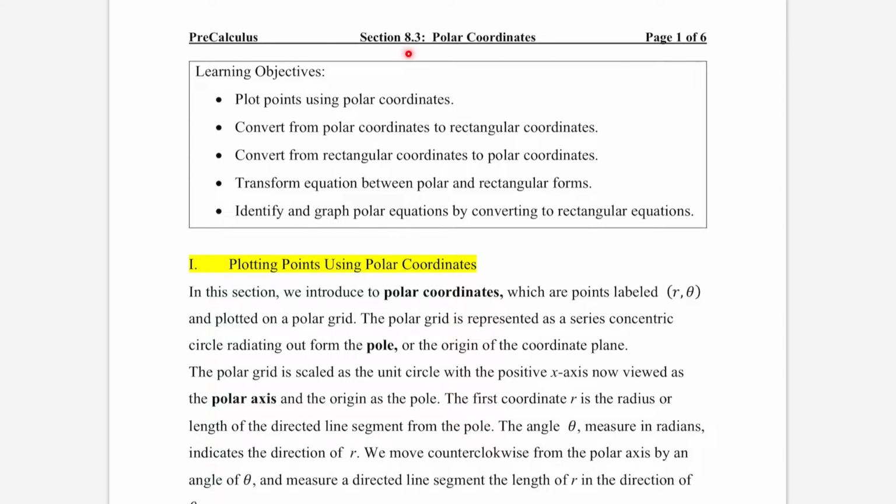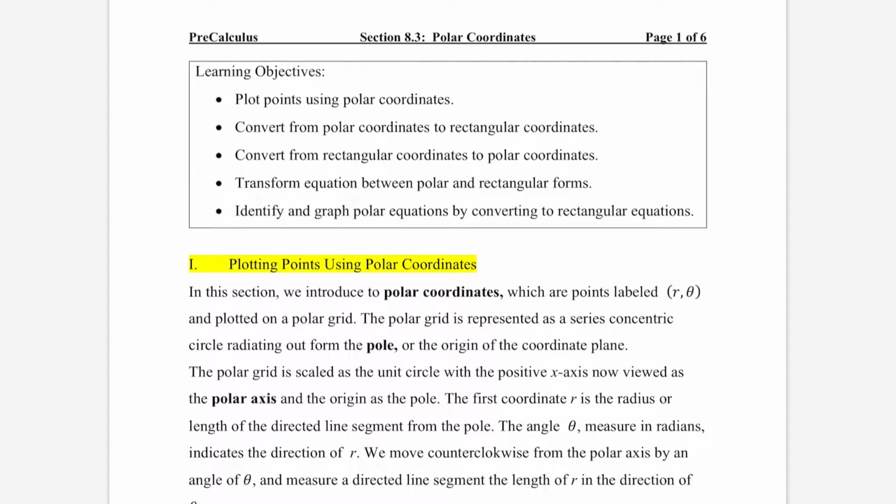Section 8.3, Polar Coordinates. In this section, we are going to learn how to plot points using polar coordinates, convert from polar coordinates to rectangular coordinates, convert from rectangular coordinates to polar coordinates, transform equations between polar and rectangular forms, identify and graph polar equations by converting to rectangular equations.